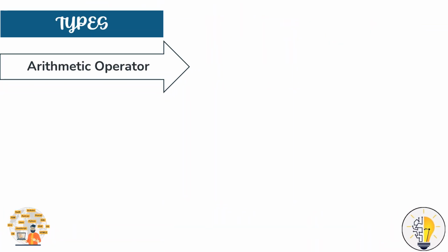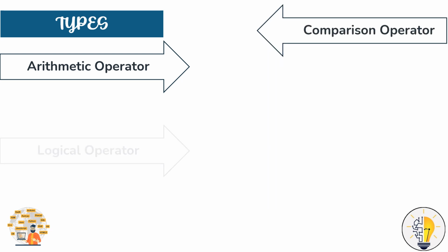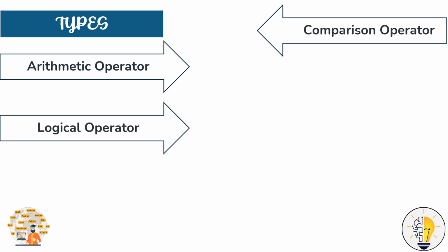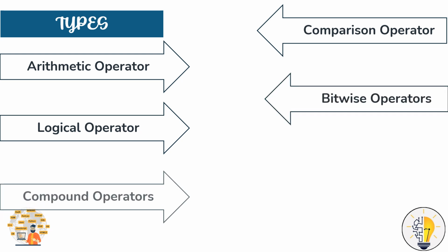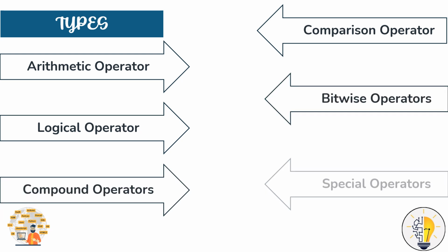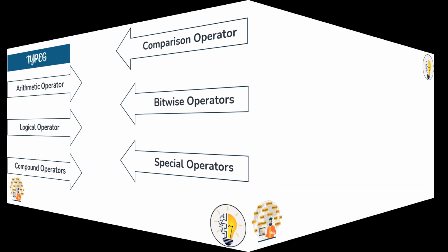First is arithmetic operator. Second, comparison operator. Third, logical operator. Fourth, bitwise operator. Fifth, compound operator. And finally, the last one is special operators. So these are the different types of operators available in SQL. But in this video, we'll be concentrating on arithmetic operators.